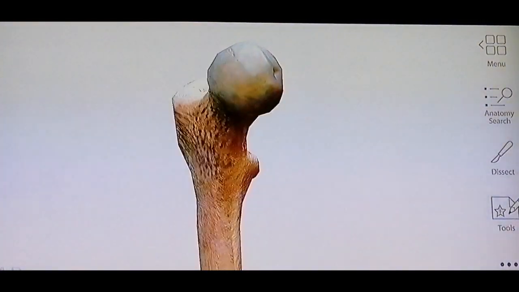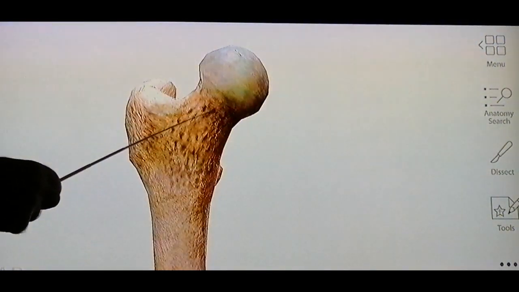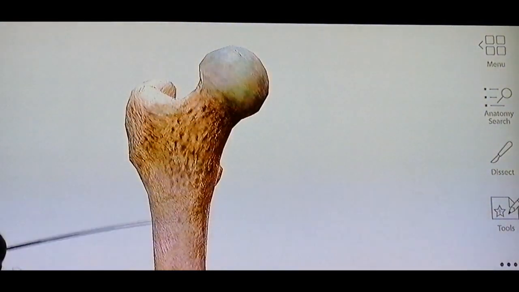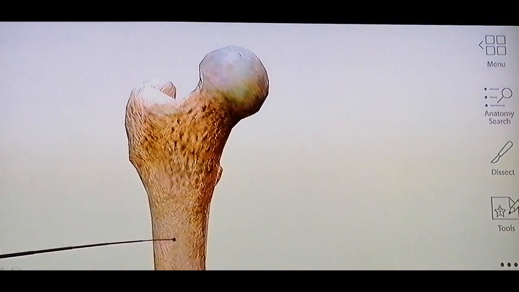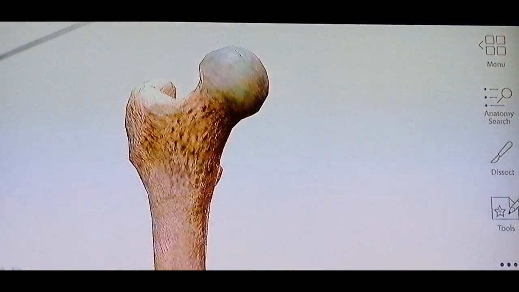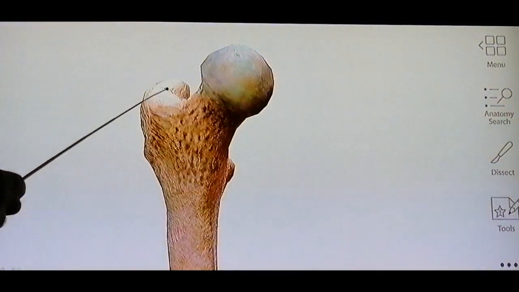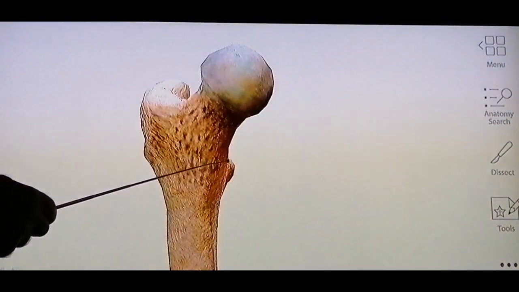Secondly, I am talking about the neck. It connects the head and shaft. Now I am talking about the greater and lesser trochanter. This is the greater and this the lesser trochanter.